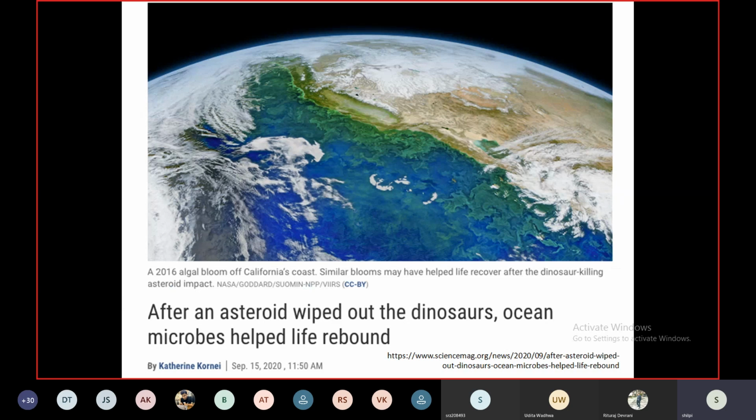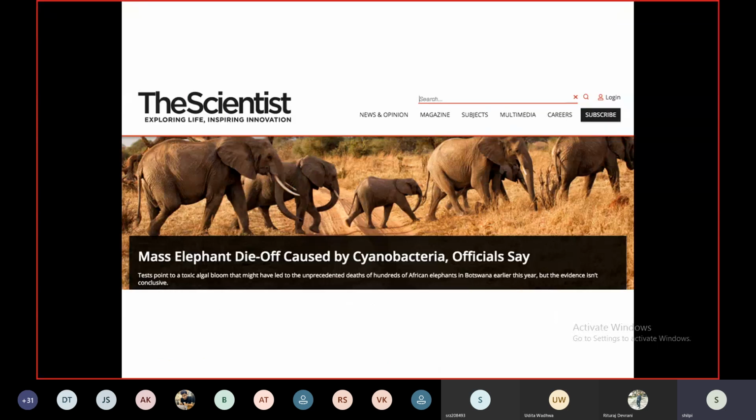Then, these are algal blooms of the Californian coast, and there was an article I saw wherein they stress upon the importance of microbes and how they help shape the entire climate. Another article was on how cyanobacteria could cause mass elephant die-off. So you can see the large impact that these tiny organisms might exert.